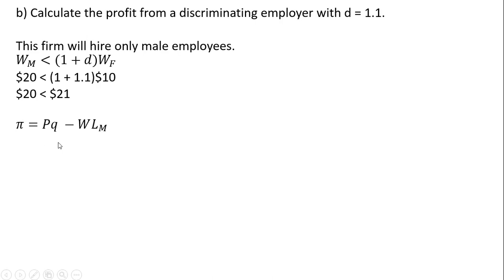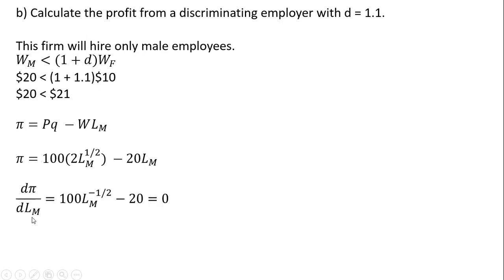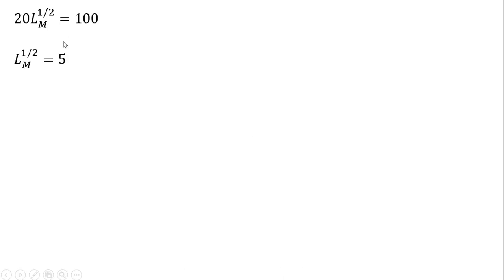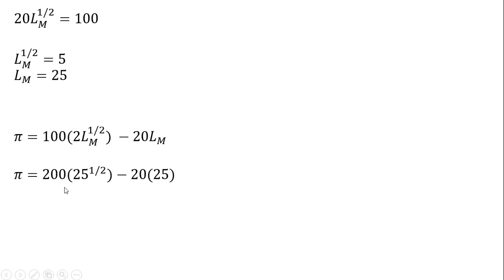We're going to find the profit maximizing level of labor to hire in this case. So again, setting up the profit function. For wage this time, we're hiring only males, so the wage takes on a value of 20. Taking a derivative, setting that result equal to 0, and solving for L subscript M, the firm will hire 25 male employees. The level of profit will be $500. So this discriminating firm has a much lower level of profit than the non-discriminating firm.